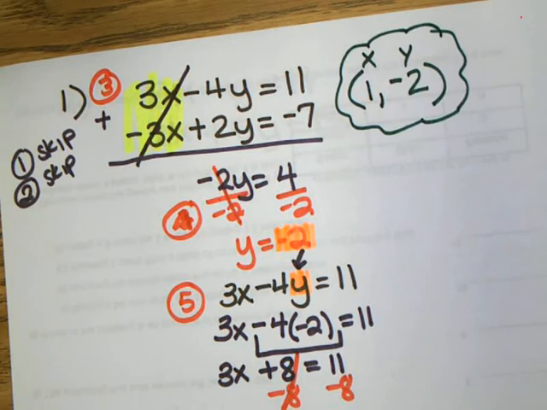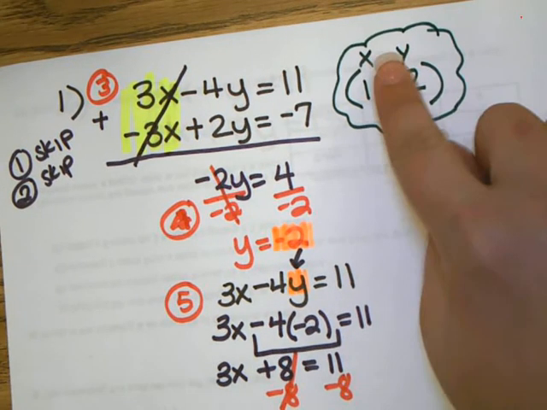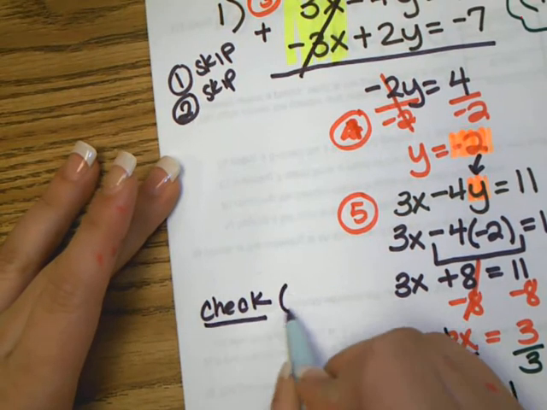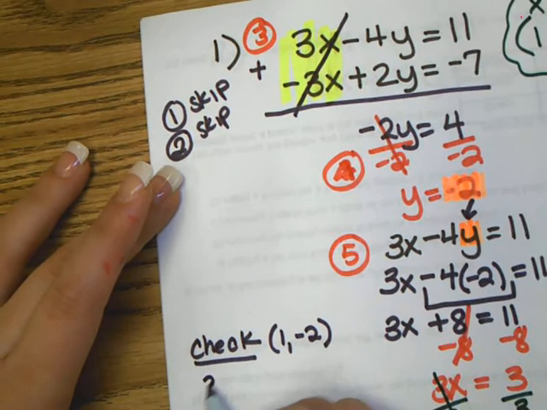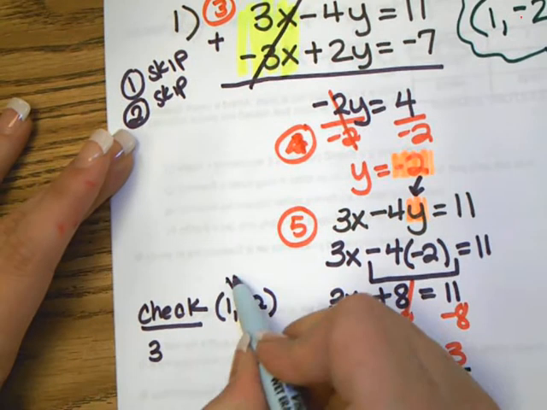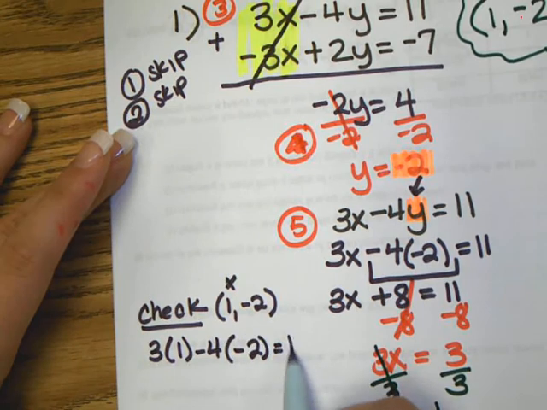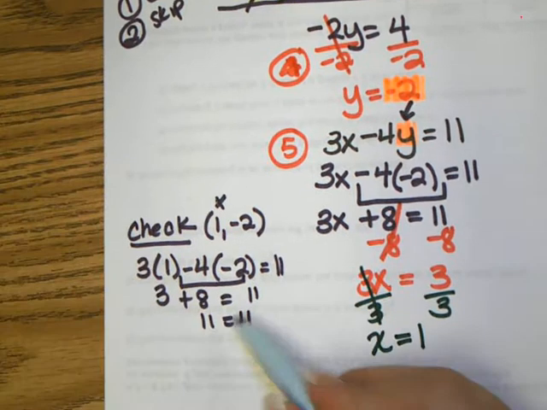So the nice thing about systems is you can check whether this is the correct answer and know for sure that this is correct. So to check if 1, negative 2 is the correct solution, we're going to go back to the original problem, and instead of an x, I'm going to replace x with 1. We'll replace y with negative 2 and see if that gets you 11. So we have 3 plus 8, and that is 11.